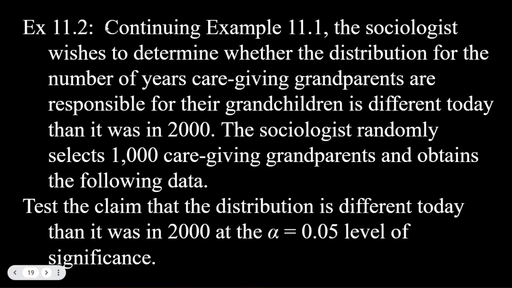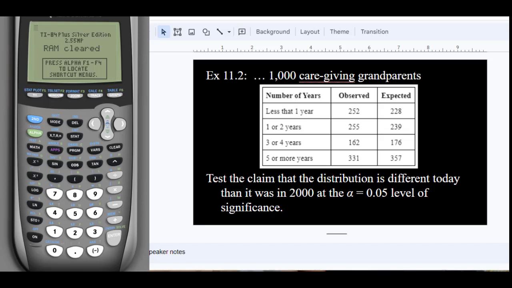So example 11.2, continuing with example 11.1's information: the sociologist wishes to determine whether the distribution for the number of years caregiving grandparents are responsible for their children is different today than it was in 2000. The sociologist randomly selects 1,000 caregiving grandparents and obtains the following data. Test the claim that the distribution is different today than it was in 2000 at an alpha equals 0.05 level of significance. So here's the information. We had already figured out these expected counts previously, in example 11.1.